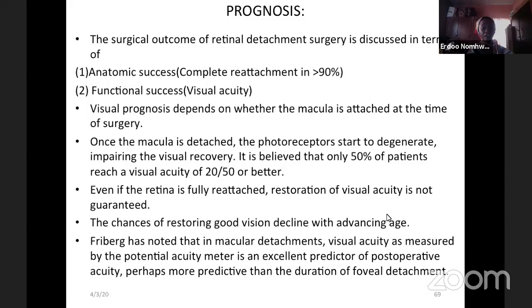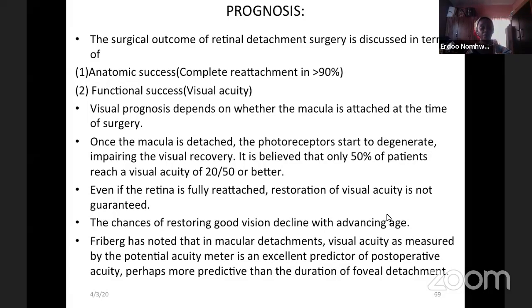And in our own environment, where they tend to present very late, by the time they present, most of the photoreceptors would have undergone degeneration. So even when you try to reattach, even though you have a good anatomic success, the functional success may not really be good. Even if the retina is fully reattached, restoration of visual acuity is not guaranteed. And then we know that it is said that the chances of restoring good vision decline as patients age. So that's another factor. If you have an elderly patient, as you're counseling them, you actually need to let them know.